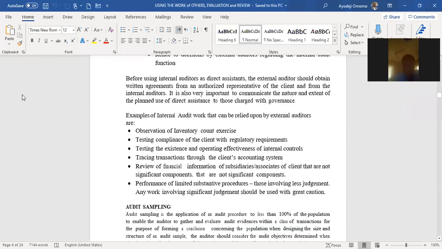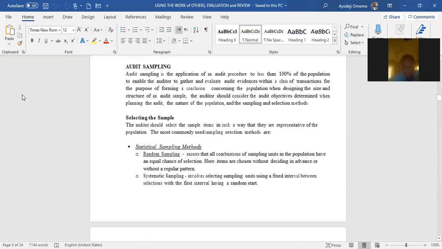So, having said that, we can now go to audit sampling. So, what exactly is audit sampling? In the past, I'd mentioned it in class, but I'm not sure anybody can remember. When we talk of audit sampling, it's just when we apply audit procedures on less than 100% of the population. Once you apply audit procedures on less than 100% of the population, then you are applying sampling.